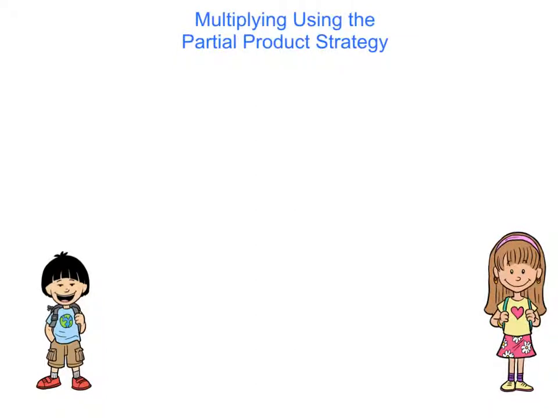All right, here we go. Today we're going to be talking a little bit more about the partial product strategy. This is a strategy that we can use to solve double-digit times double-digit multiplication problems, and even bigger than that, actually. It's just one strategy to use. You don't have to use this strategy.